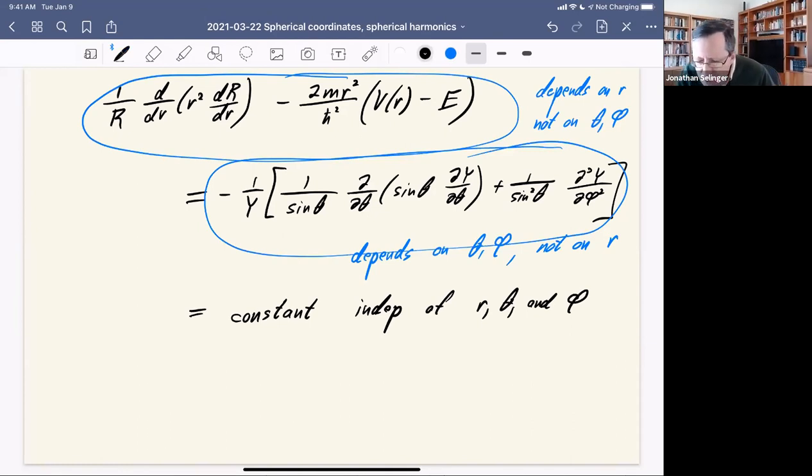And you see, this argument only worked because of the nice feature that V of r only involves r, not theta and phi, right? If V was more complicated, that would mess up this argument.